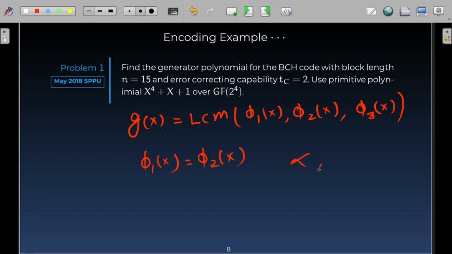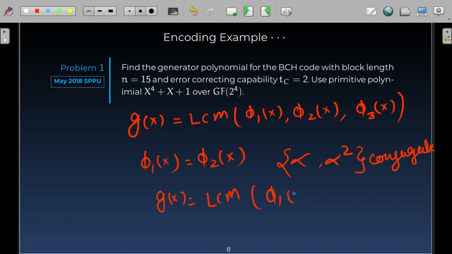You can see that phi 1 of x and phi 2 of x are going to be equal, because alpha and alpha square are conjugates. So the minimal polynomial with respect to alpha and alpha square is going to be the same. In a similar manner, g(x) will be the LCM of phi 1 of x and phi 3 of x, because phi 1 and phi 2 are basically the same. So this is phi 1 of x times phi 3 of x.